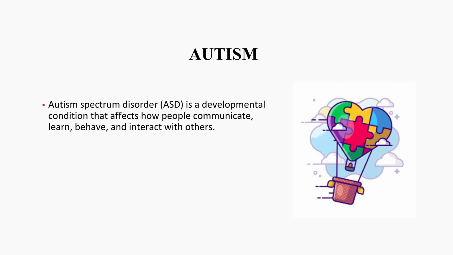Autism spectrum disorder is a developmental condition that affects how people communicate, learn, behave and interact with others. So, the symptoms of ASD may include difficulty with social interaction and communication and may have atypical behaviors and activities. So, they may also have a strong focus on details and may have unusual reactions to certain situations.